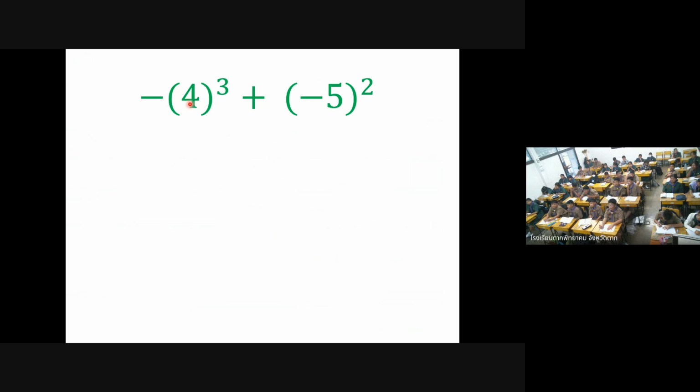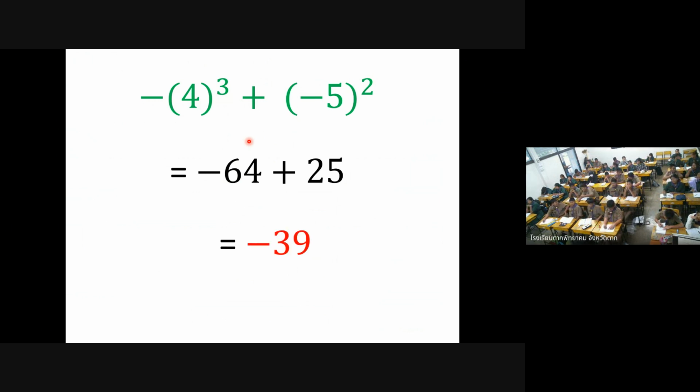Basis 4, right? What is 4 to the power of 3? 64. Negative 64, right? Plus, what is negative 5 to the power of 2? 25. So we're going to have negative 64 plus 25. The answer is negative 39.